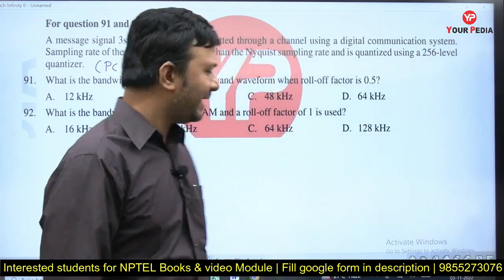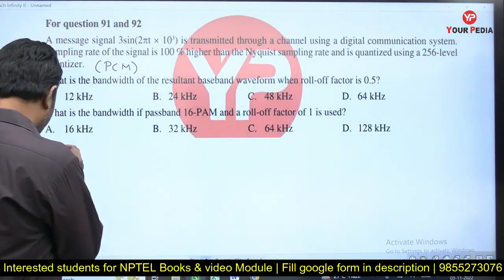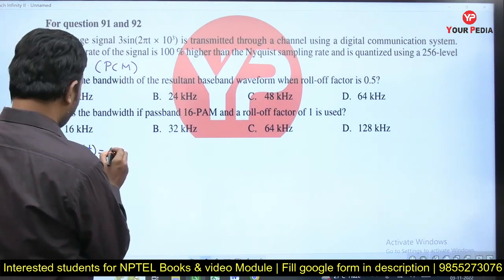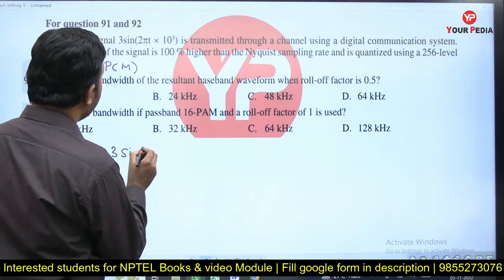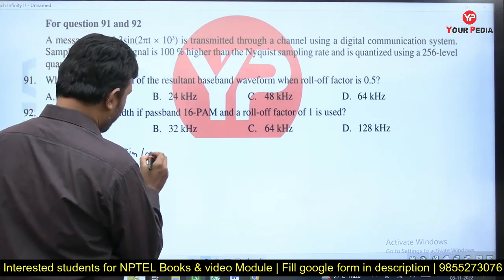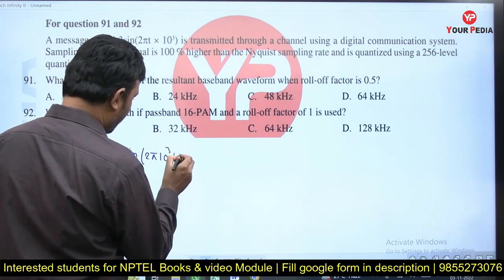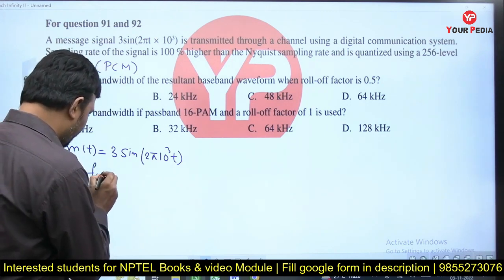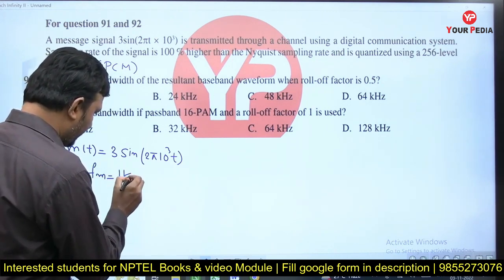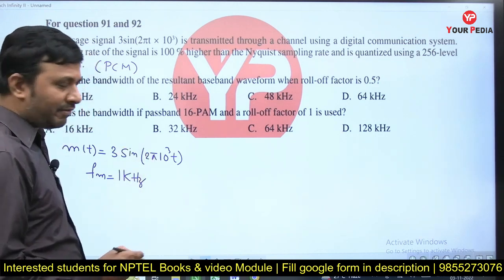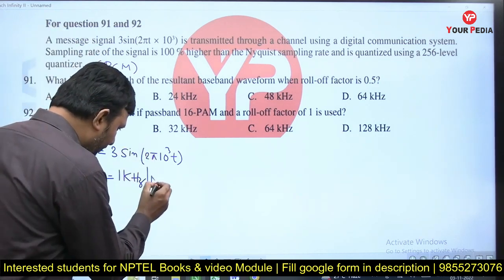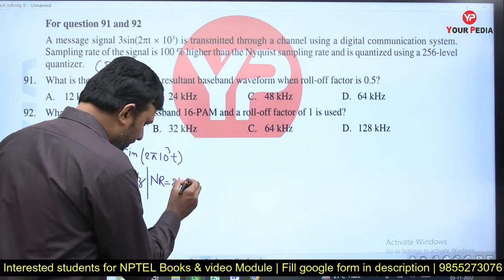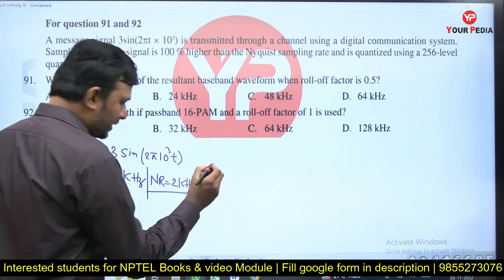Now let us write the given data first. What is the message signal he gave? M of t is 3 sin 2 pi into 10 power 3 t. This is the message signal. Whenever you are given a message signal, what is the highest frequency component? Here it is 1 kilohertz. So what is the Nyquist rate? Nyquist rate is twice the highest frequency component, which is 2 kilohertz.